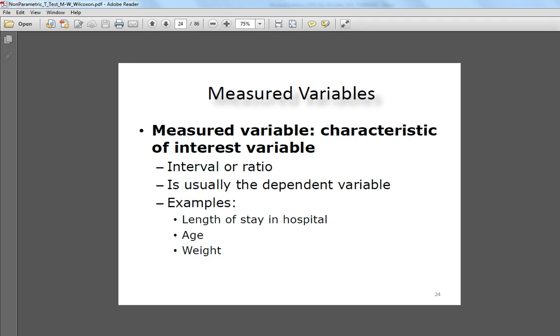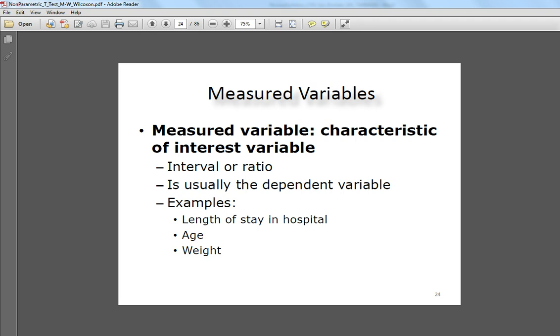So examples of your dependent variables could be the length of stay in the hospital, the age, the weight, and so on and so forth. It could also be cholesterol level. That is your dependent variable. It could also be hemoglobin level. All of your laboratory values in medicine could be your dependent variable. Cytokines, like IL-6, IL-10, IL-1A, all of that, and so on and so forth. Those are all dependent variables, and they are interval or ratio data, and you wanted to know the mean of those particular data points.